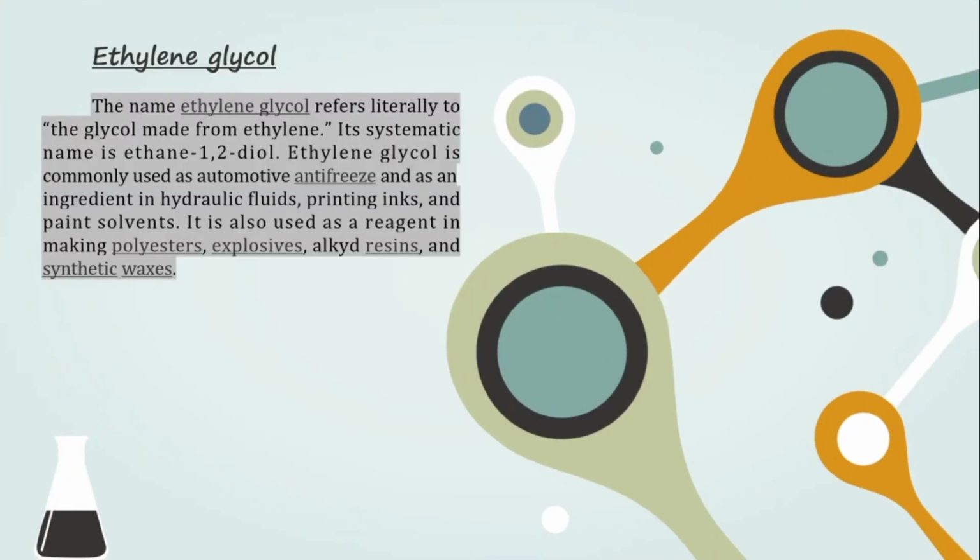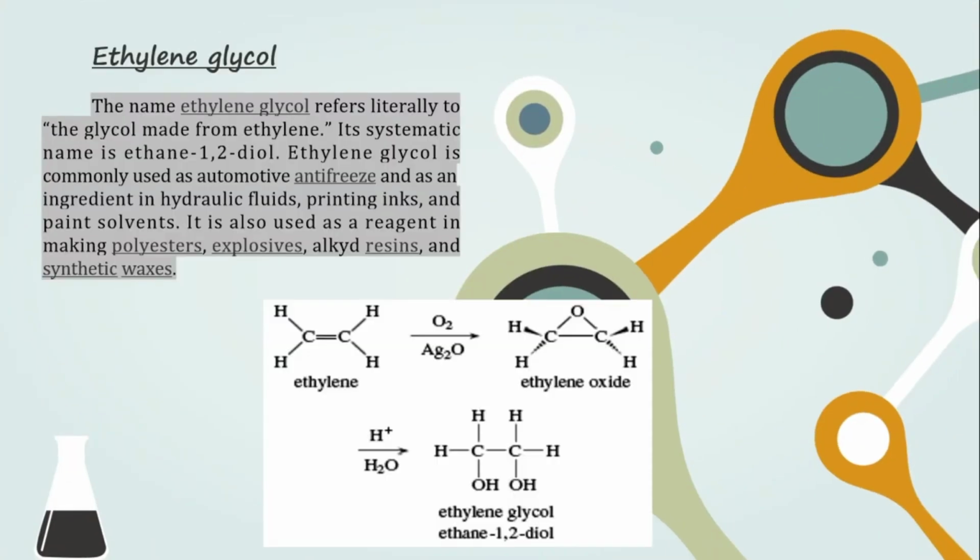So next is ethylene glycol. The name ethylene glycol refers literally to the glycol made from ethylene. Its systematic name is ethane 1,2-diol. Ethylene glycol is commonly used as automotive antifreeze and as an ingredient in hydraulic fluids, printing inks, and paint solvent. It is also used as a reagent in making polyesters, explosives, alkyd resins, and synthetic waxes.